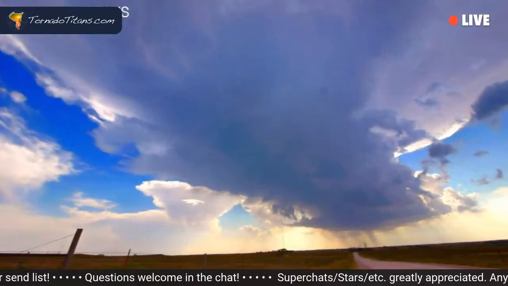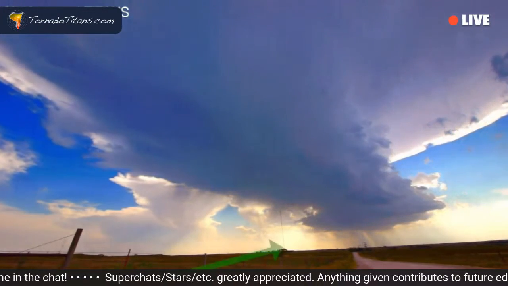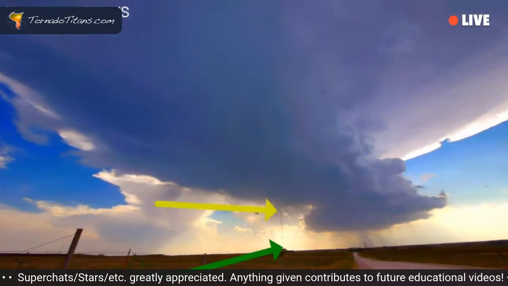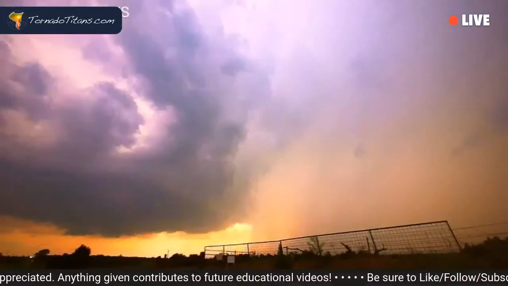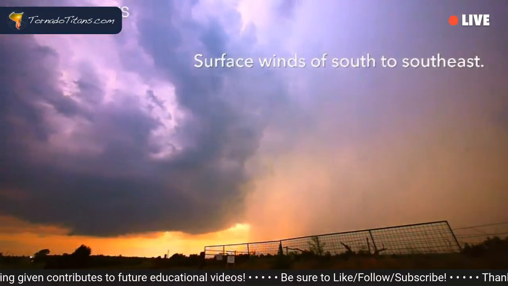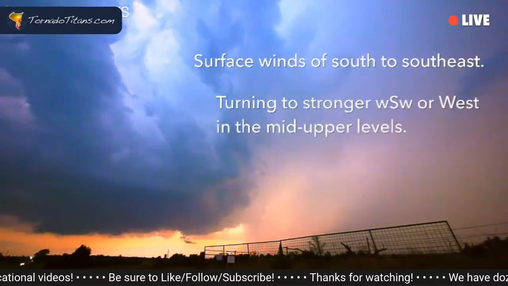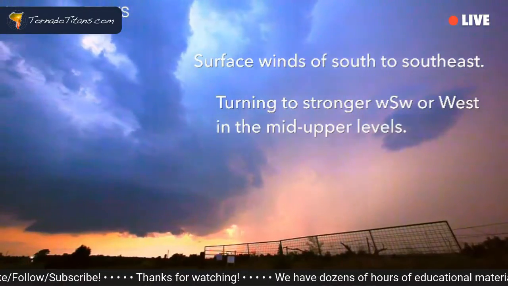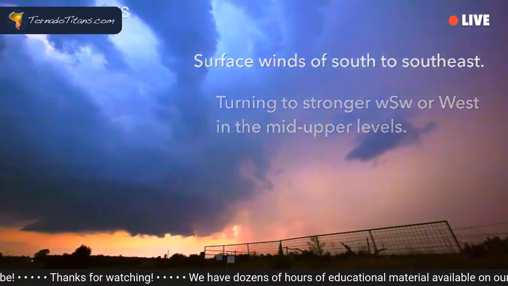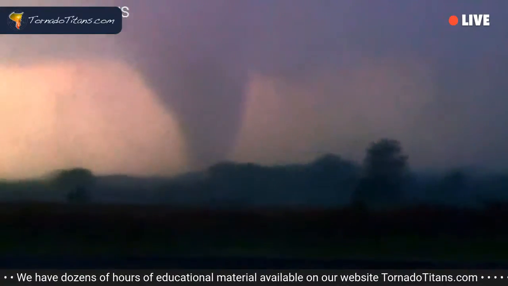An ideal environment for supercell thunderstorms, the biggest and baddest storms on the planet, consist of strong winds at the surface, gradually increasing and turning with height. For us as storm chasers, strong surface winds of south or southeast, turning to even stronger west or southwest or west winds aloft, is a signal that an environment is ripe for supercell formation if instability and lift are also present.